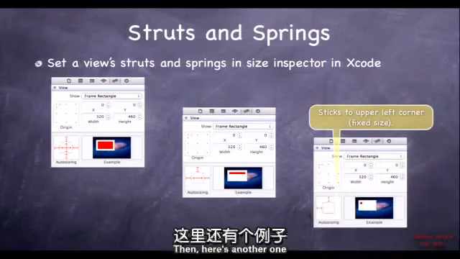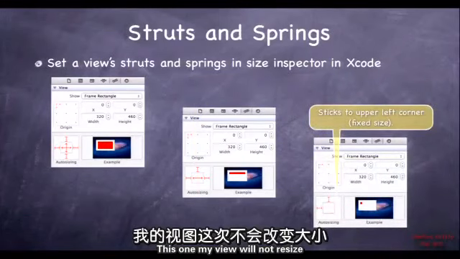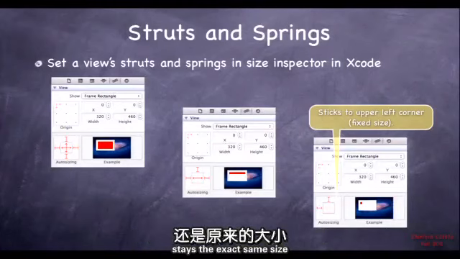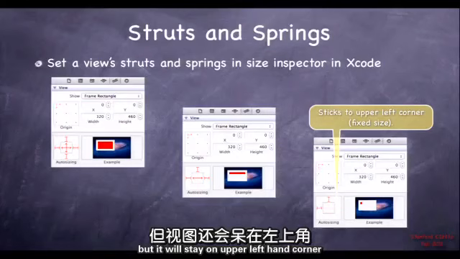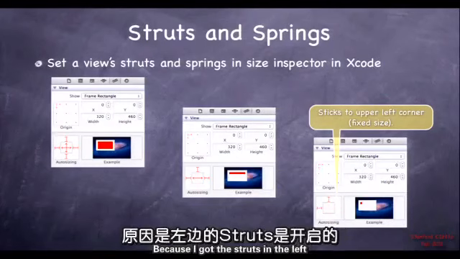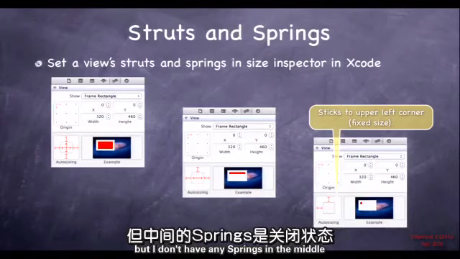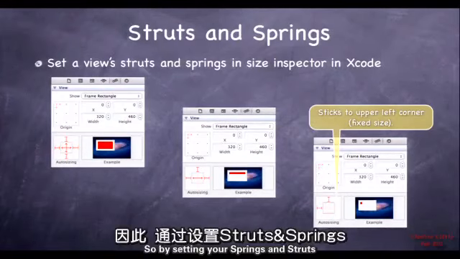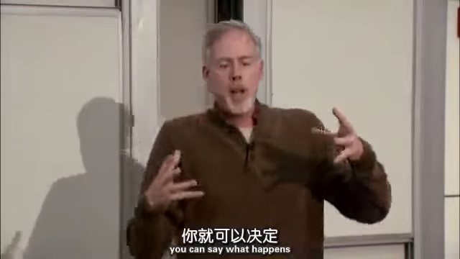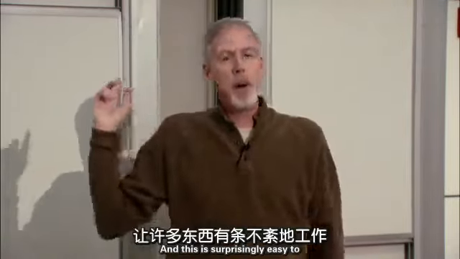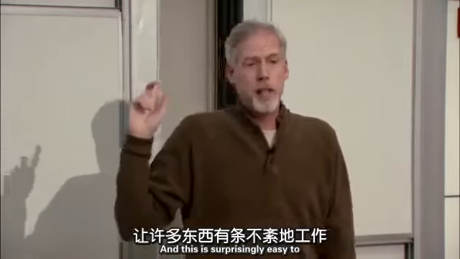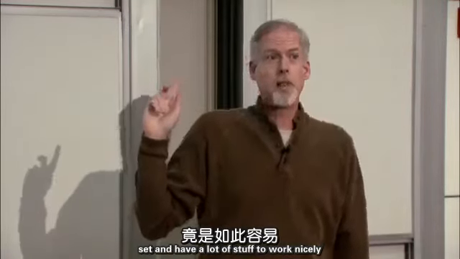Then here's another one. In this one, my view will not resize. It stays the exact same size no matter how big or small my superview gets, but I'll always stay in the upper left-hand corner at the same distance from the left and the top, because I have the struts on the left and top, but I don't have any springs in the middle. Everyone cool with this? So by setting your springs and struts, you can say what happens when the superview changes size. And it's surprisingly easy to get a lot of stuff to work nicely.